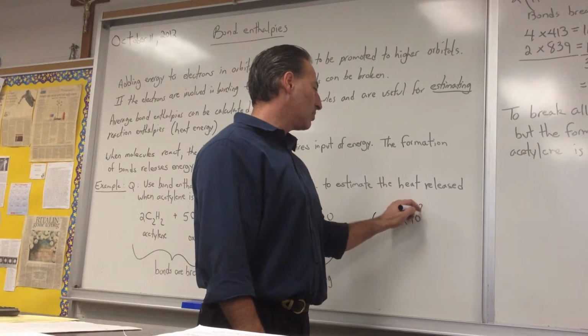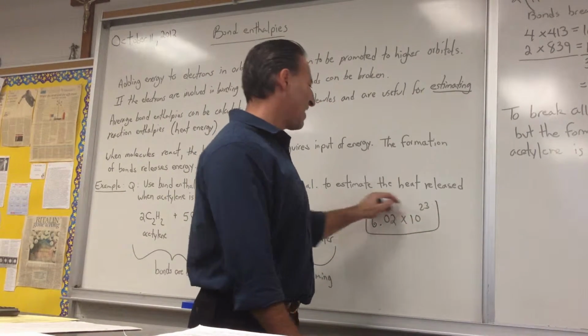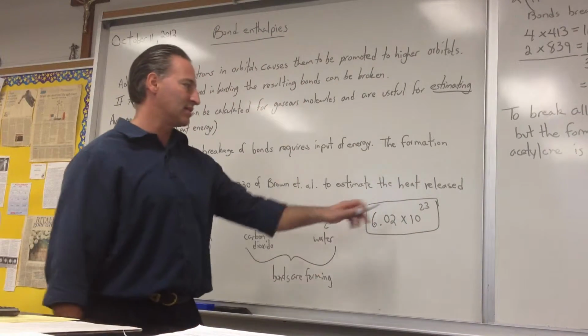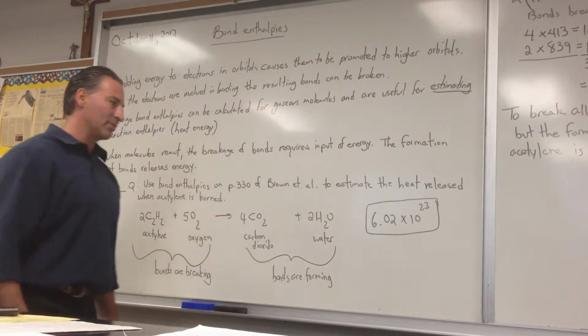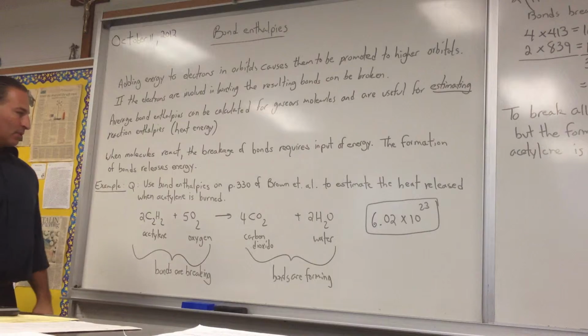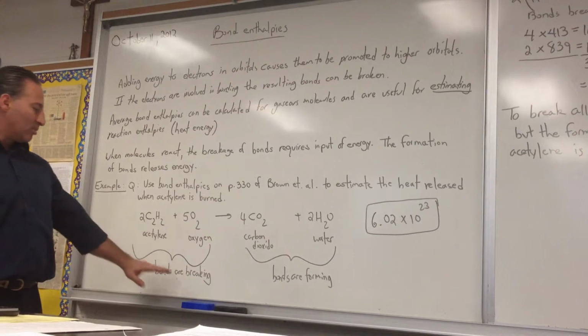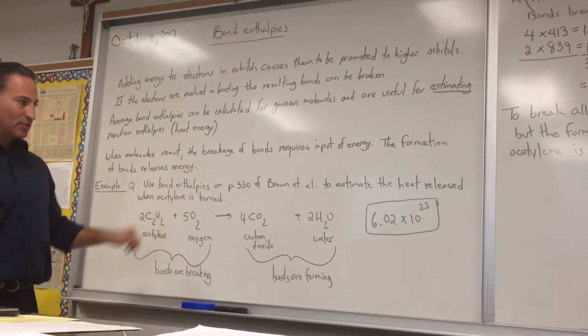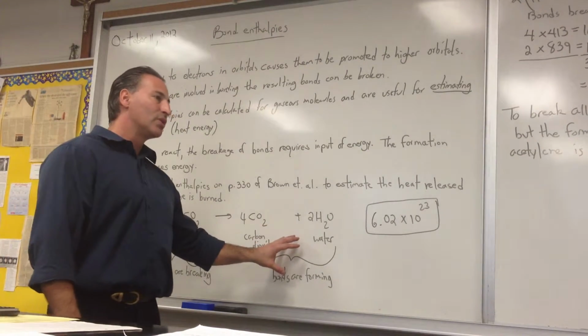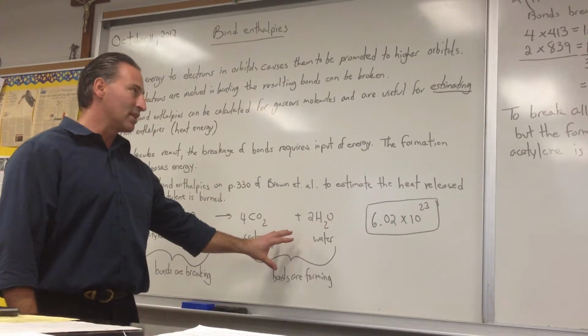That huge number is used because atoms are very small. So the chemist's dozen is that number. It's called Avogadro's number. You're going to learn about that later. What we're really looking at here is how bonds are breaking, which requires input of energy, and bonds are forming, which releases energy.